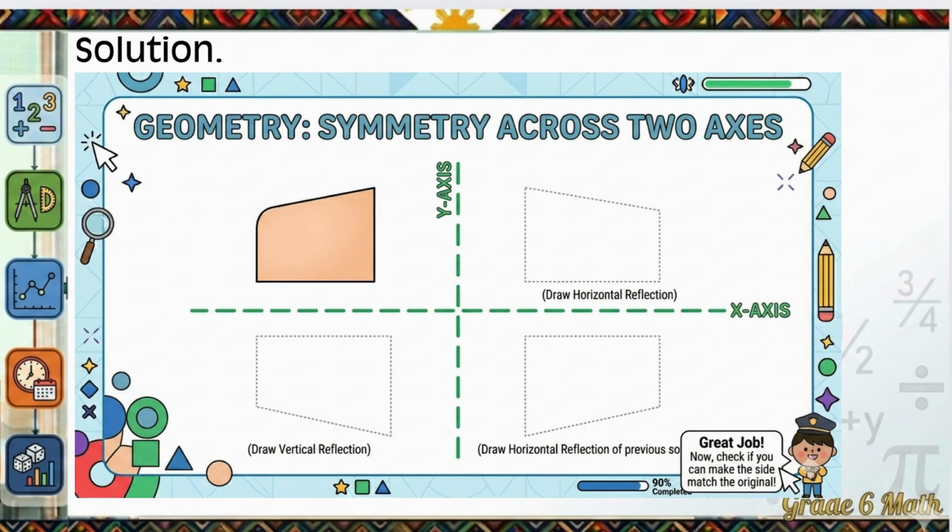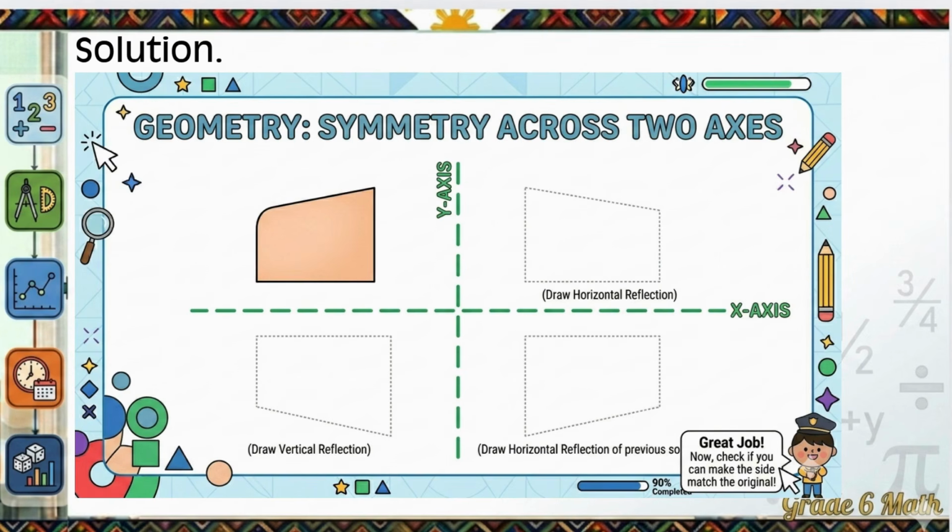Alright class, look at our new slide. This is what we call symmetry across two axes. Before, we only had one mirror, but now we have two. Imagine the green dashed lines are magic mirrors. We have the y-axis, the vertical one standing up, and the x-axis, the horizontal one lying down. Here is how we understand this for our activity.